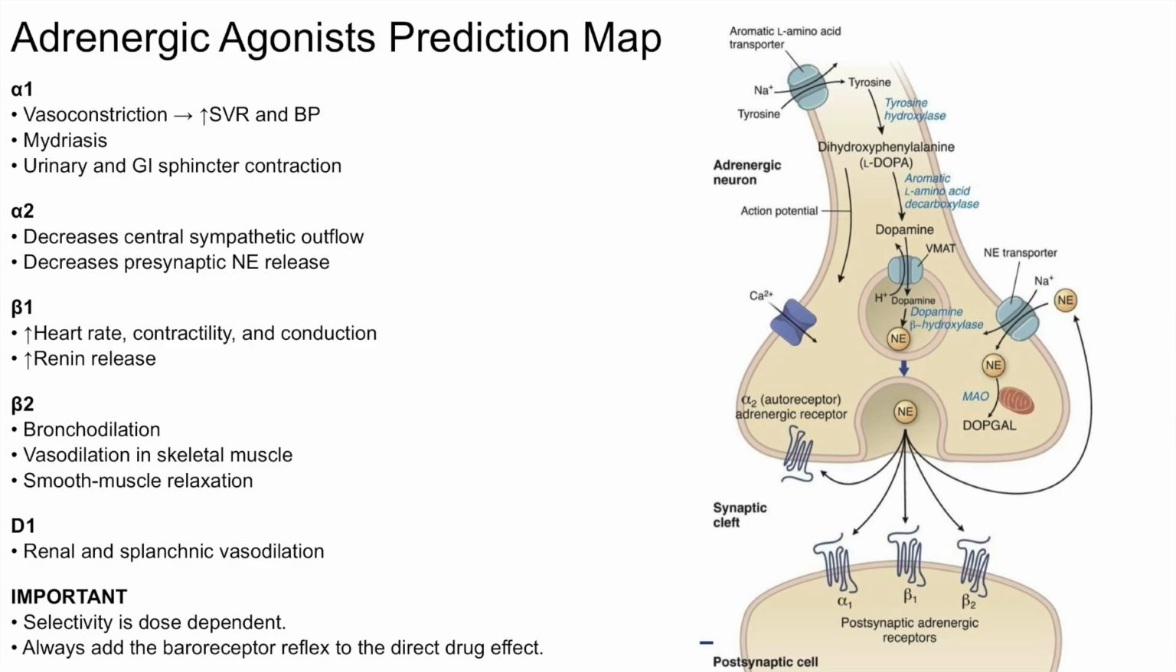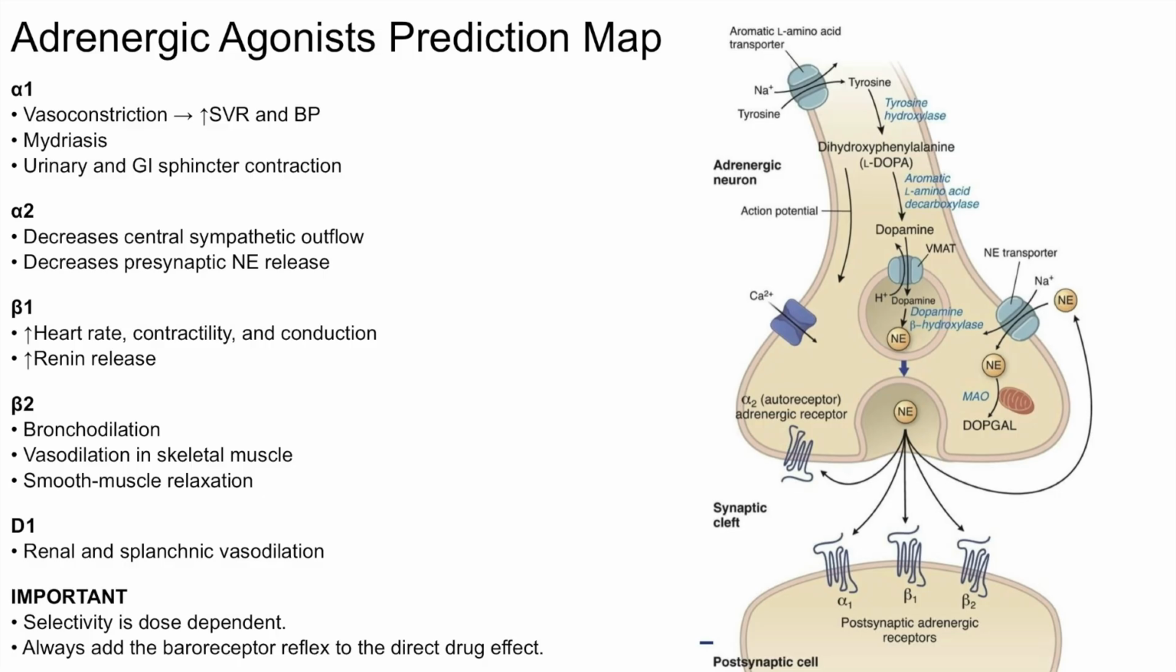Alpha-1 activation contracts vascular smooth muscle, increasing systemic vascular resistance and blood pressure. It also causes mydriasis and contracts urinary and GI sphincters. Alpha-2 activation reduces sympathetic output centrally and decreases presynaptic norepinephrine release through negative feedback. Beta-1 stimulation increases heart rate, contractility, AV node conduction, and renin release. Beta-2 stimulation relaxes smooth muscle, producing bronchodilation, skeletal muscle vasodilation, and uterine relaxation.